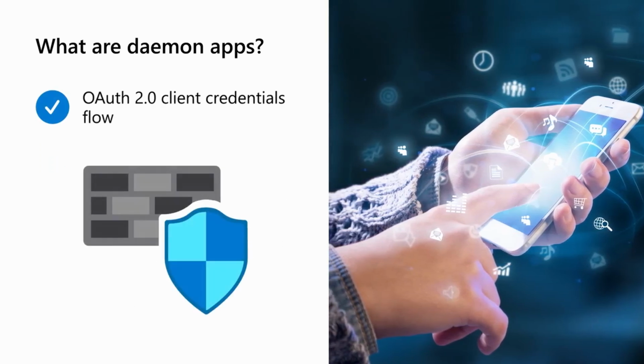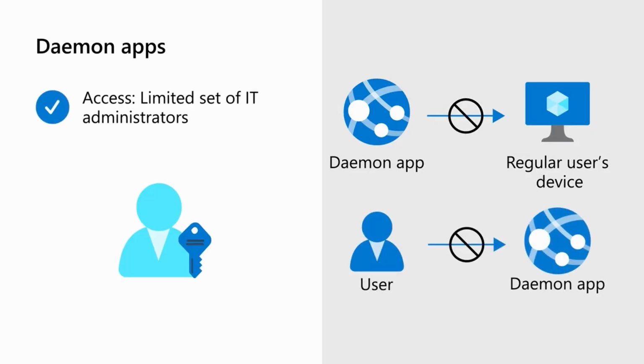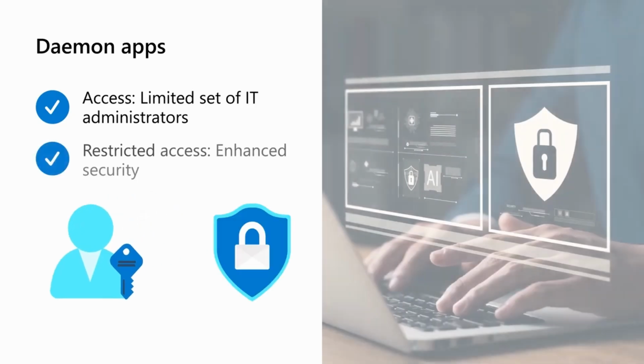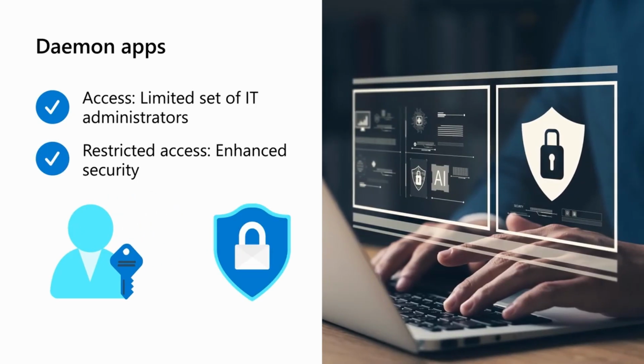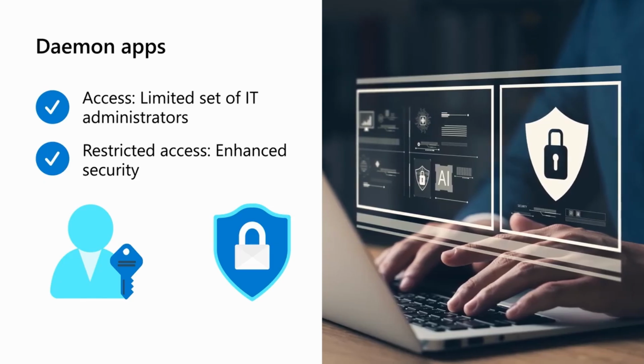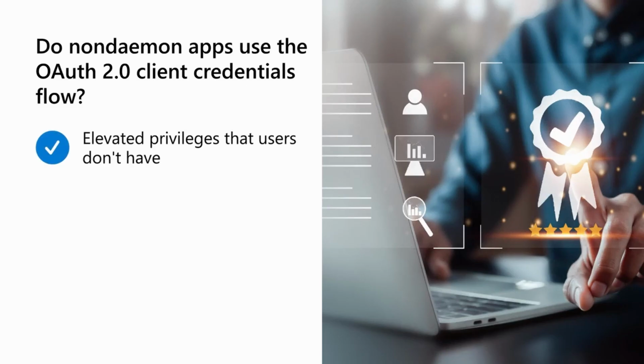You can't deploy a daemon app to a regular user's device, and a regular user can't access a daemon app. Only a limited set of IT administrators can access devices that have daemon apps running. This restricted access ensures that a bad actor does not access a client secret or token from device traffic and act on behalf of the daemon app. Do non-daemon apps use the OAuth 2.0 client credentials flow? Yes, when an app acts on behalf of users but needs elevated privileges that a user doesn't have.